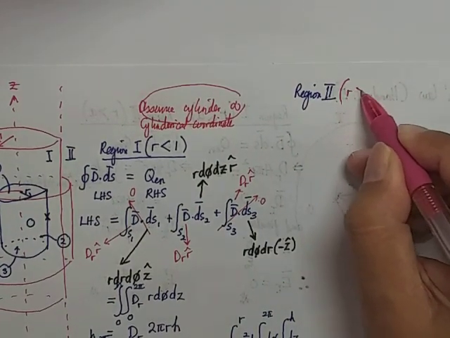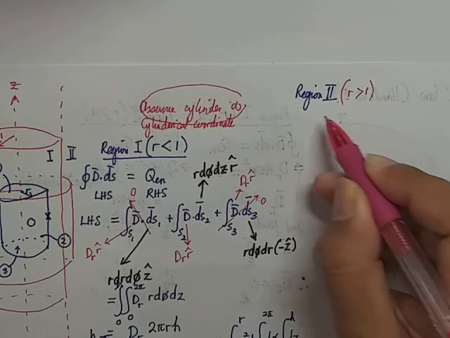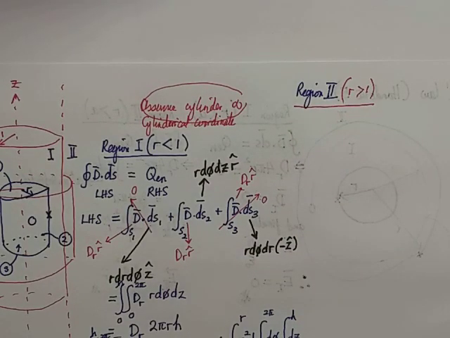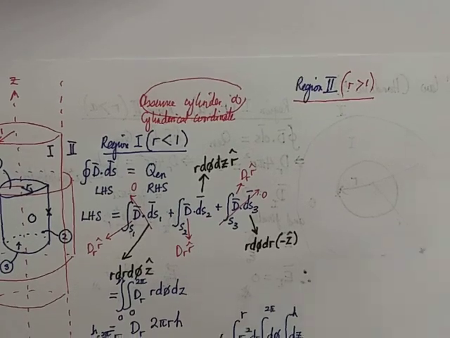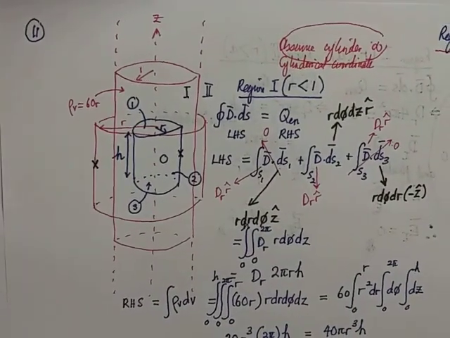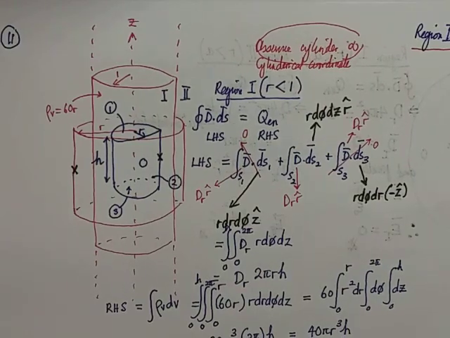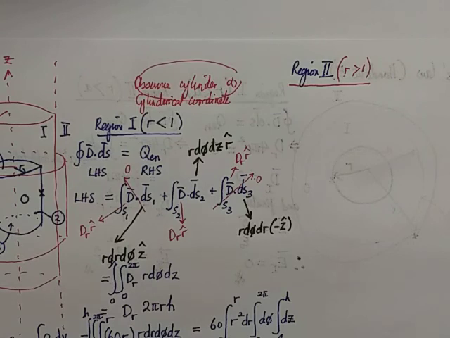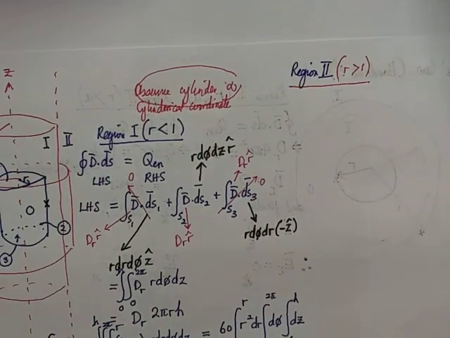R is greater than 1. You can see I purposely chose a red ink marker here so that you can see I'm referring to the Gaussian profile drawn with the red ink, which is residing outside my charged cylinder. Okay, so let's continue, repetitive now.